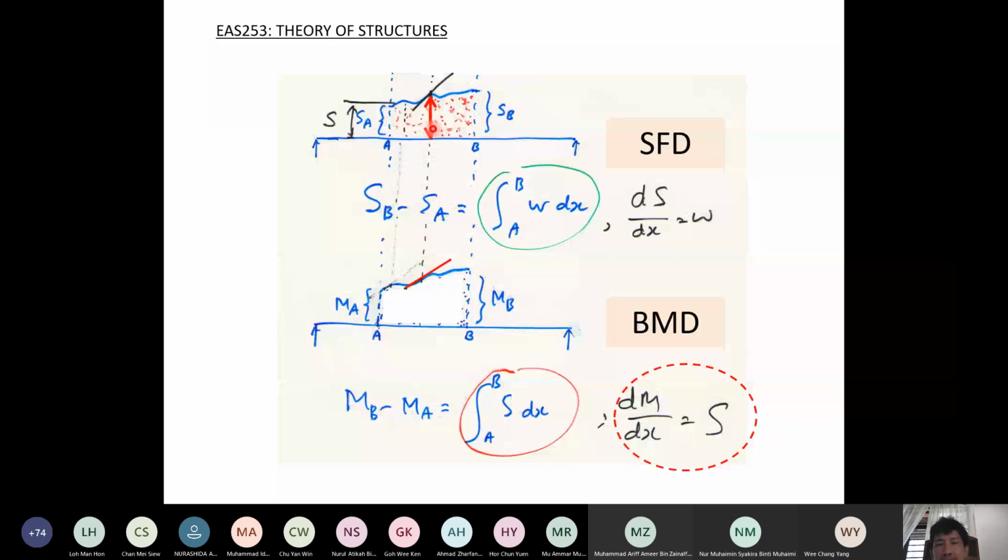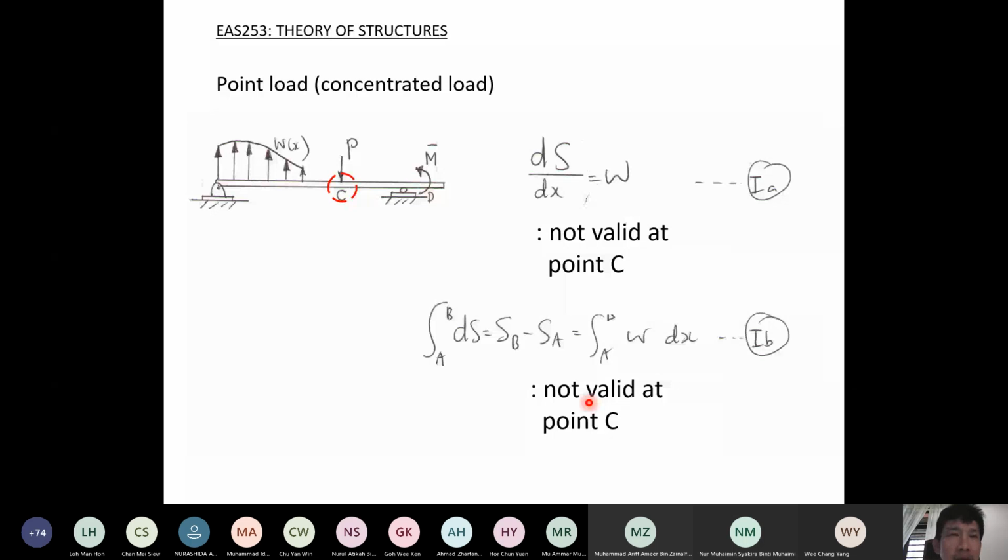So this is the set of equations that we need to get the bending moment diagram from the shear force diagram. Now, these two sets of equations that I have shown you just now, the first relating the loading and the loading diagram to the shear force diagram, and the second relating the shear force diagram and the bending moment diagram, cannot be applied when there is a concentrated load and when there is a concentrated moment.